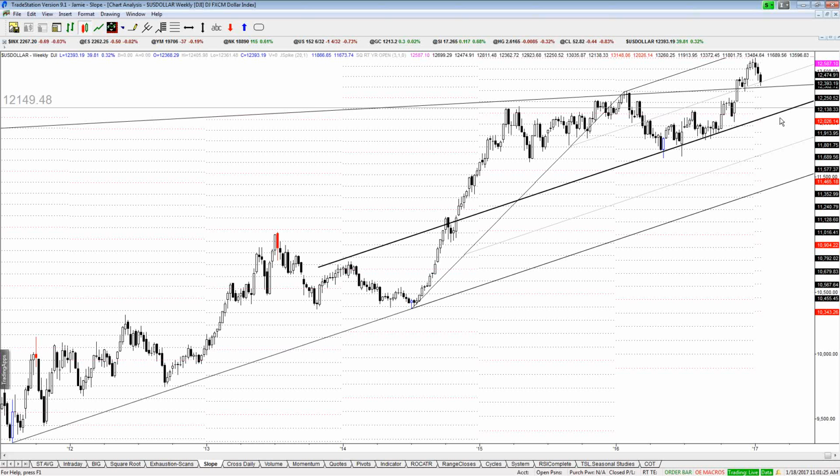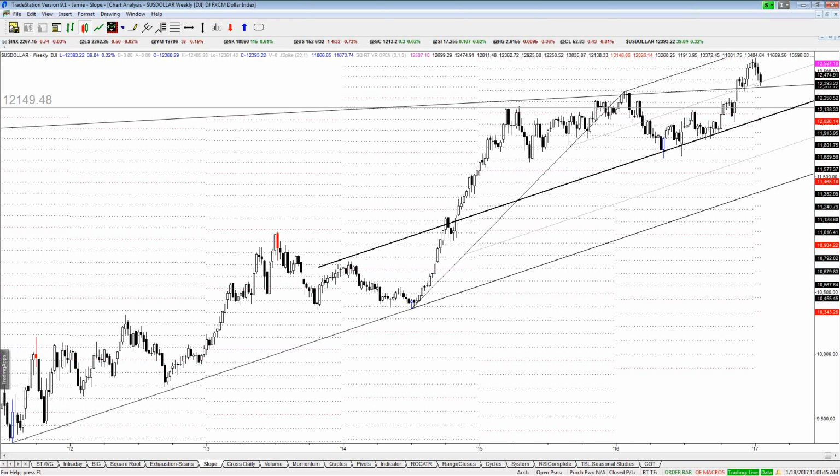But until then, it's really important to be super nimble, I think. You always want to be nimble, but you don't want to get caught putting on positions at bad prices and then let it run against you, right? That's why I've been really quick to tighten stops on trades around these levels.